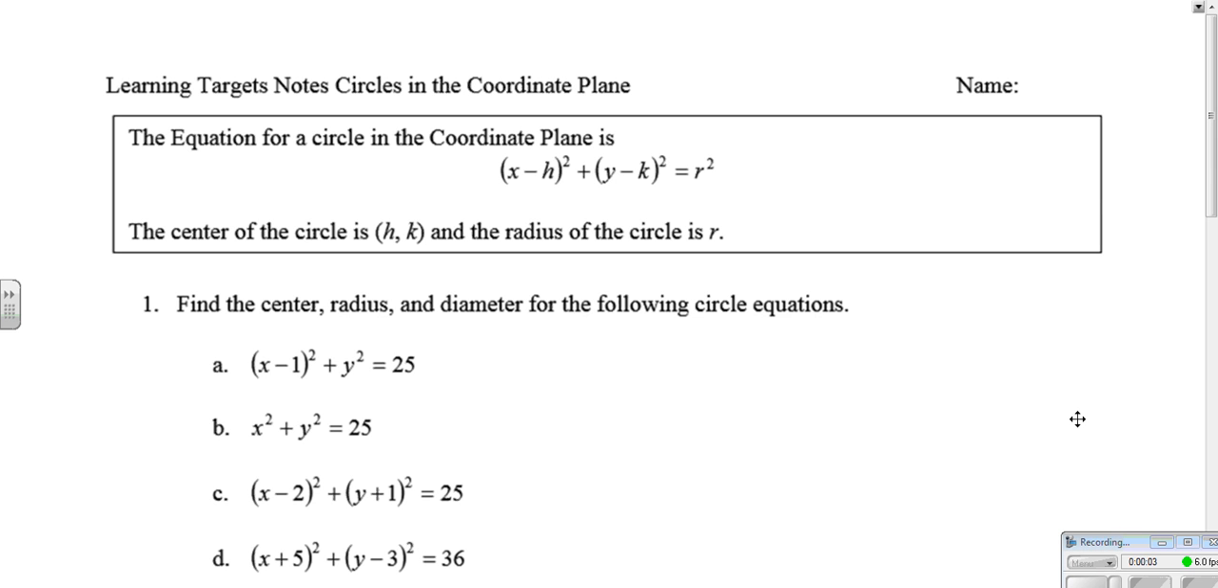Today we're going to be working on writing equations of circles in the coordinate plane and without it. All right, so the first thing we need to look at is what the actual equation of a circle looks like. Okay, and we're given this right here. Now, there's a couple new things in here for you.